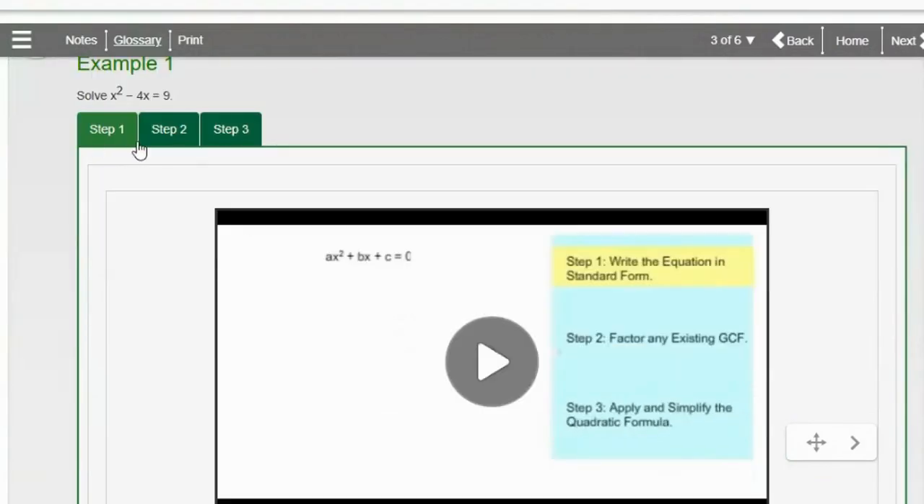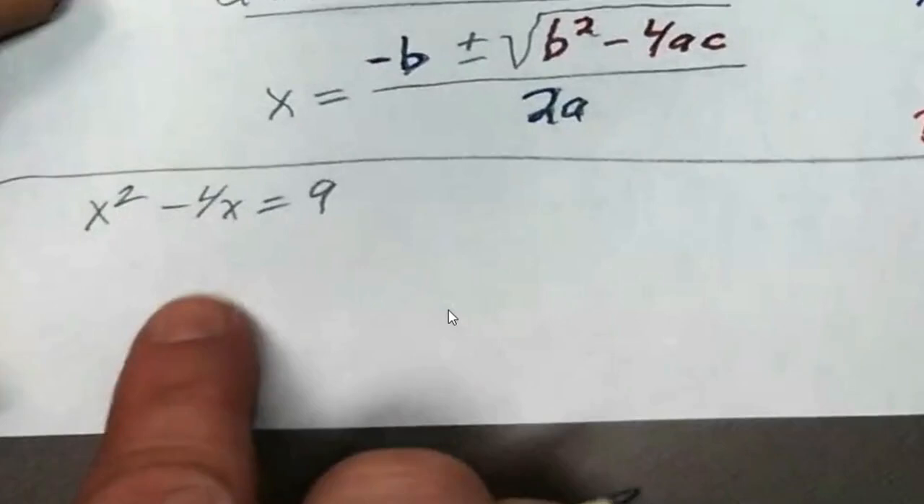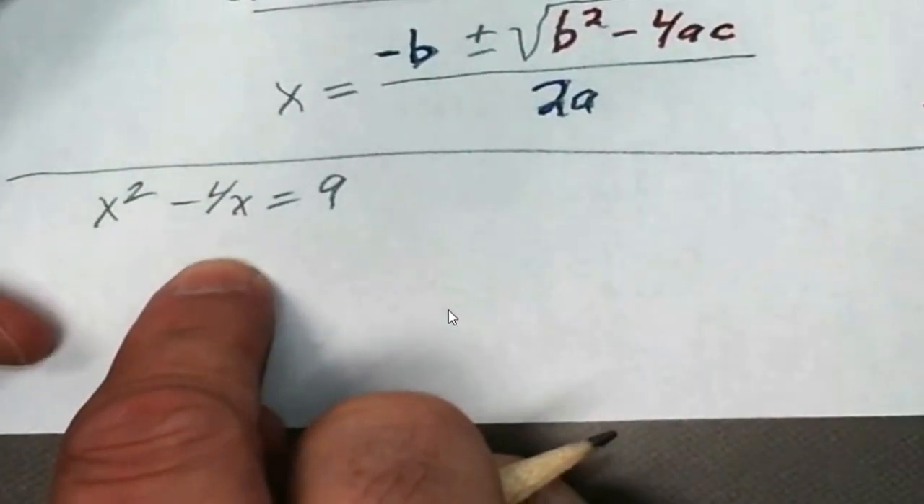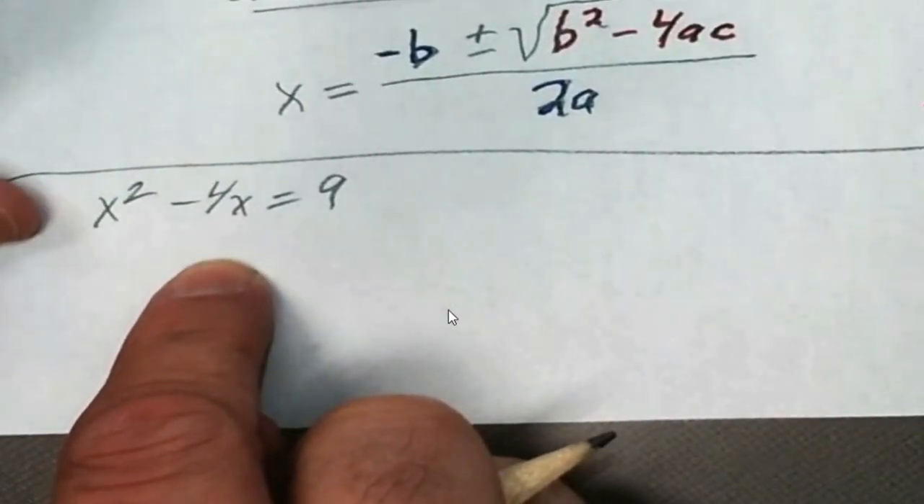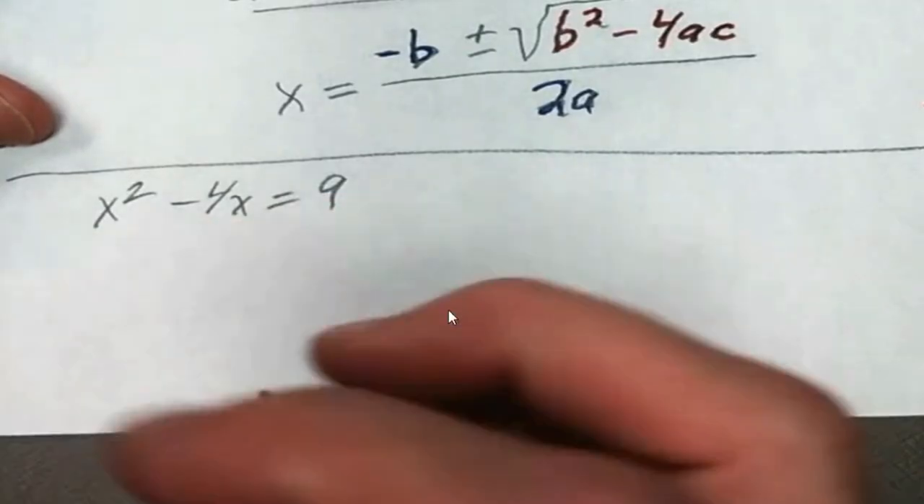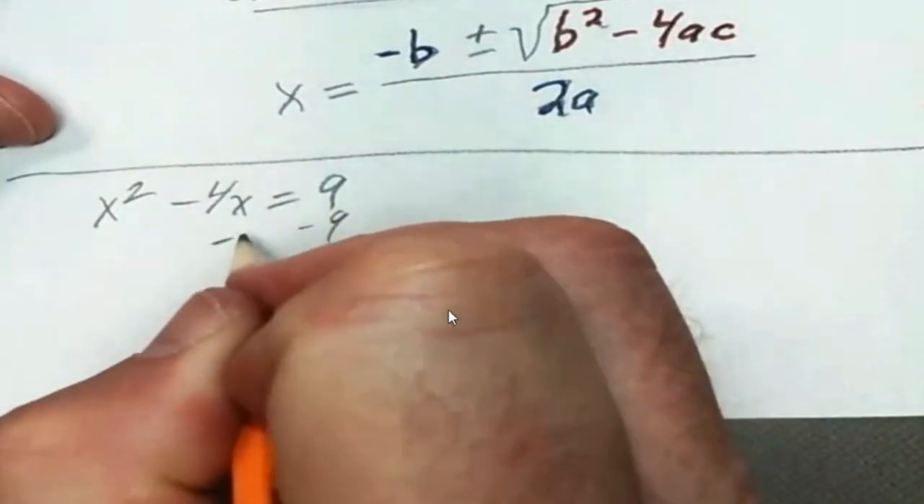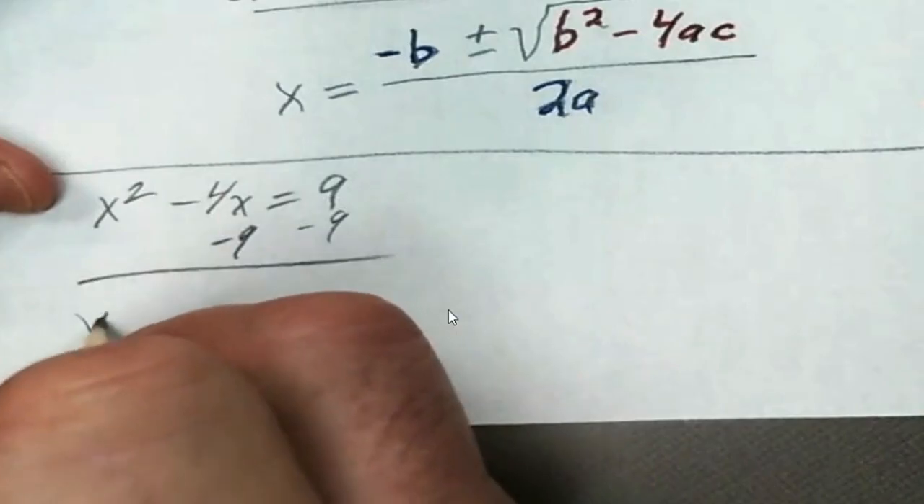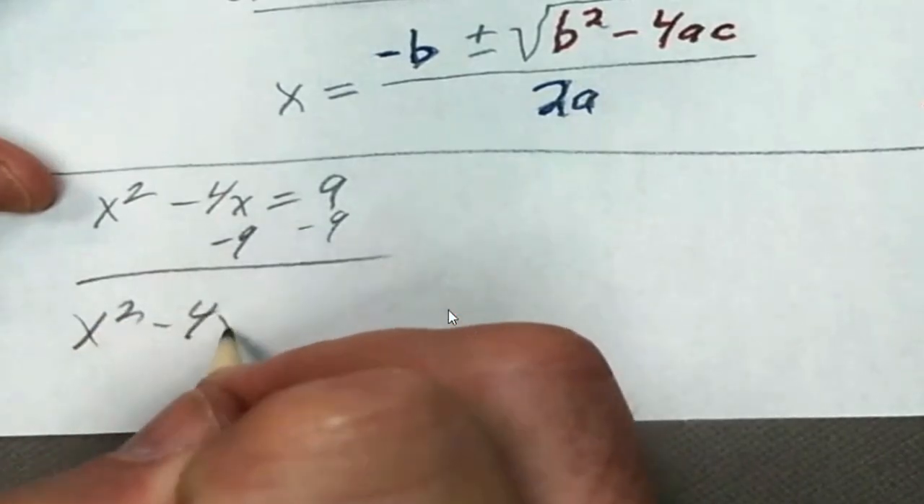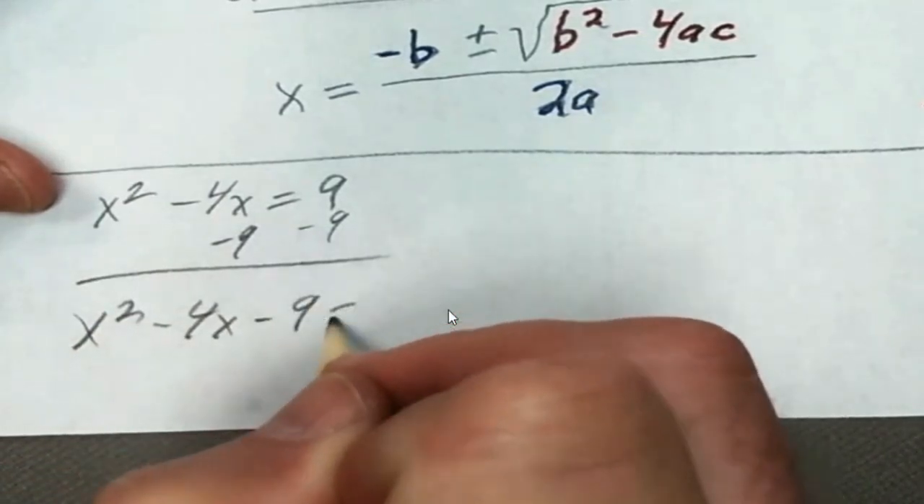So using the quadratic formula, we will do this on paper rather than going through their video again. So let me write this one down. So they have this equation. First thing we have to do is put it in standard form, which means it should be set equal to 0. So subtract 9. So we've got x squared minus 4x minus 9 equals 0.